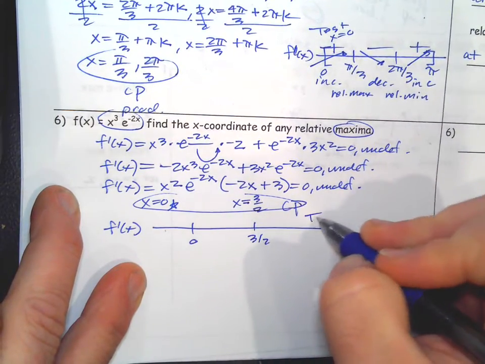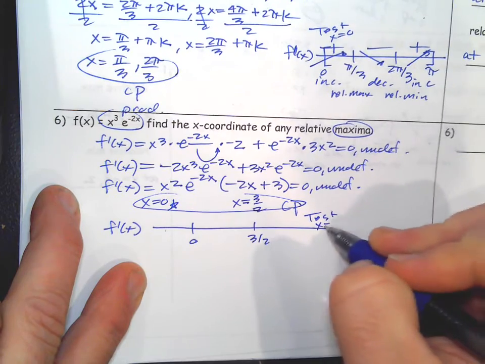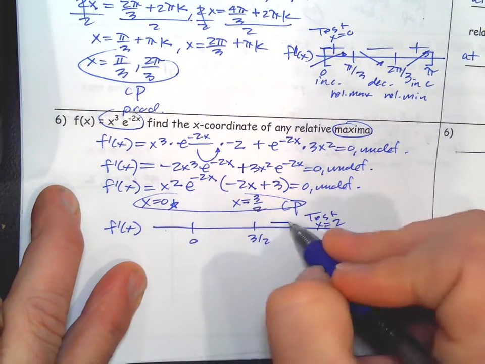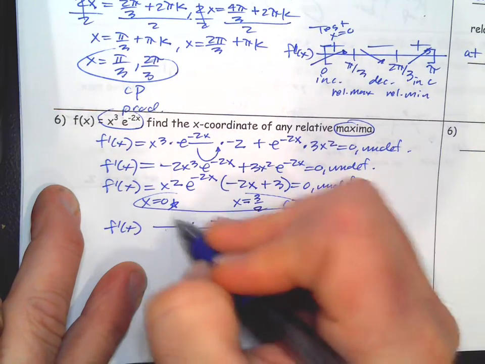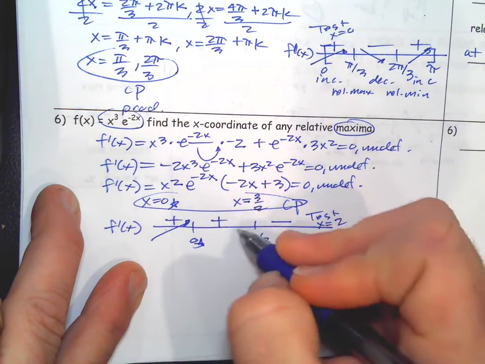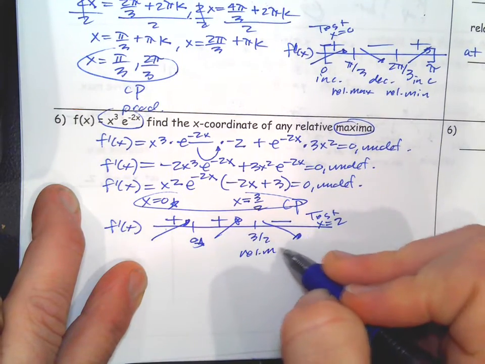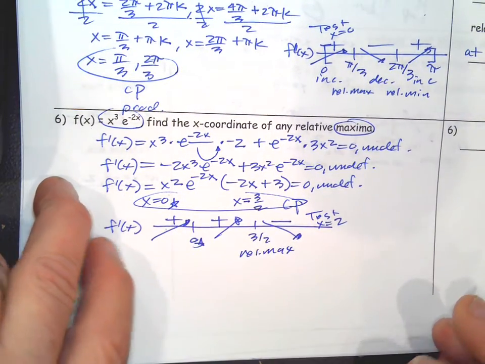I'm going to test a point. X equals 2. Negative. It's going to be negative. Positive. Positive. So this is a relative max. Hopefully you caught that bounce issue because that affects everything.